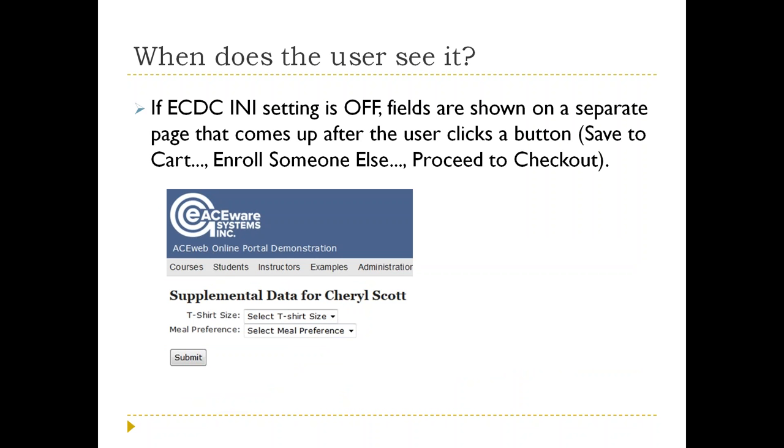Option two is if you have that setting off. They're going to get the cart page where they're picking those fees, and then they click proceed to checkout or save the cart, whichever button they pick. They're going to get a separate page with those fields, and you can see now I have a separate page with those two fields on there. They fill out that data and hit submit, and then they'll move on to either add the second course, or if it's the only one they're enrolling in, go ahead and pay.